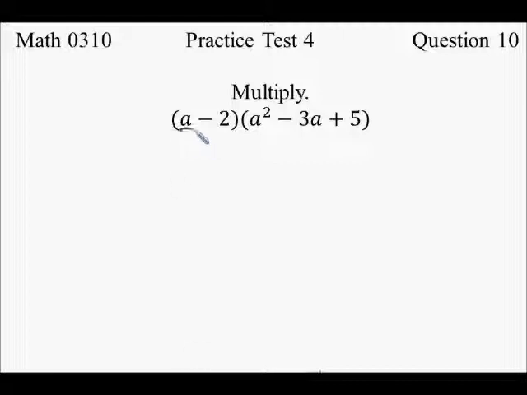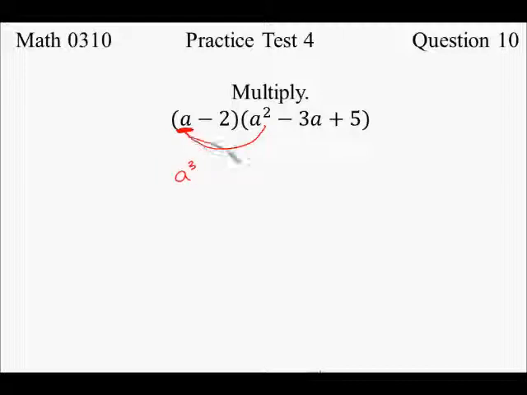So distributing a, okay, let's do this in red so we can see what's going on. A times a squared. So a times a squared, that's a to the first times a to the second. So we're going to add those exponents. That would give us a to the third.